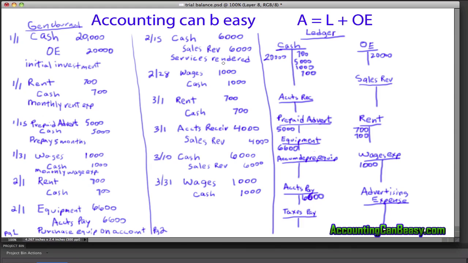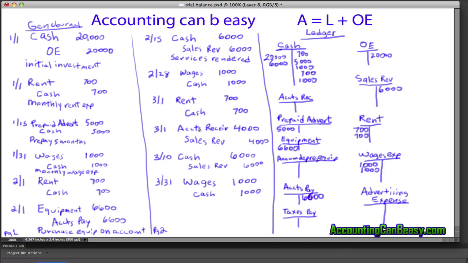Okay. On the 15th of February, we sold some services. So we got more cash in of $6,000. And we now have sales revenue as a credit of $6,000. On the 28th, we have to pay our wages again of $1,000 out of cash. So there's our $1,000 debit, $1,000 credit.